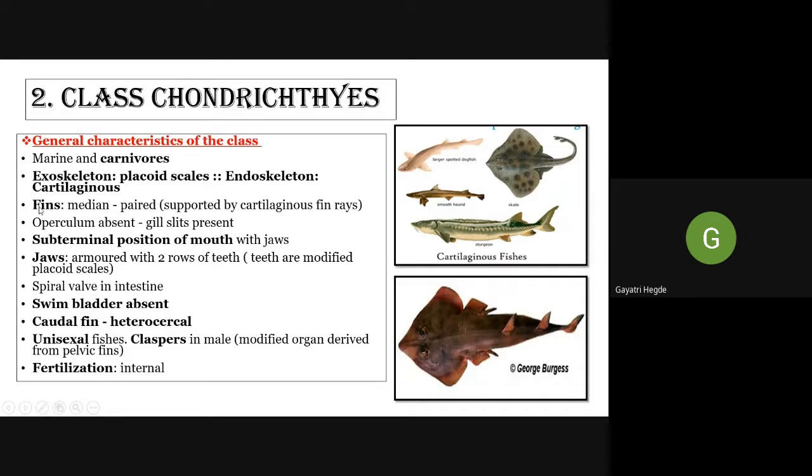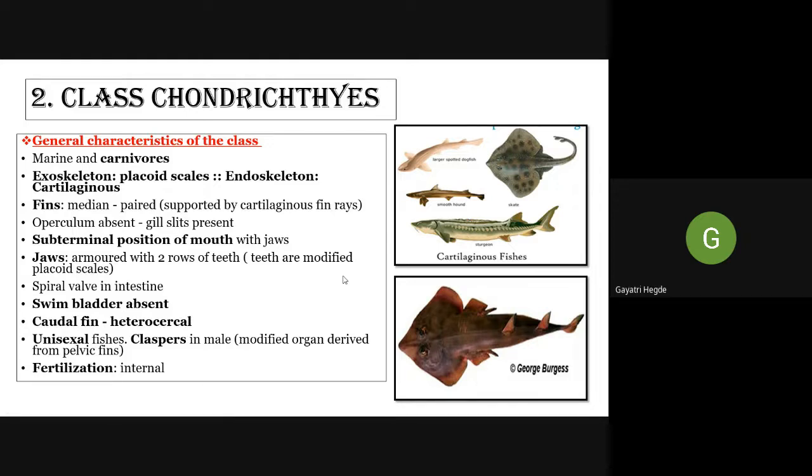Now coming to fins. The paired fins are present and unpaired fins are also present. There are median fins also. Can you see the median fin? In a shark, when the shark swims, one median fin is out of the water. That is median, meaning the middle one. All the median fins and all the paired fins are supported by fin rays, which are made up of cartilage.